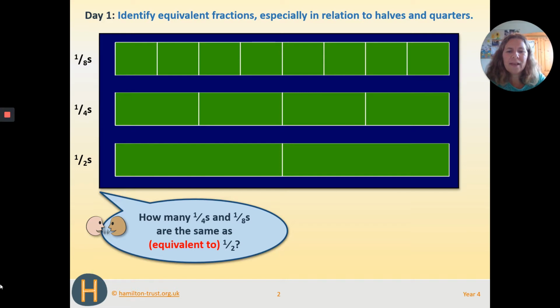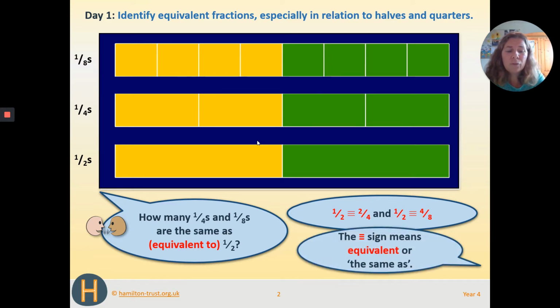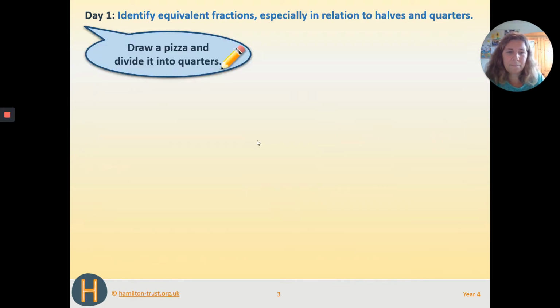How many quarters and eighths are the same as or equivalent to 1/2? You can see 1/2 has been marked here, and if you go up, you've got 2 quarters and 4 eighths. Did you get that right? 1/2 is equivalent to 2 quarters and 1/2 is equivalent to 4 eighths. Can you see the little sign? It's not an equal sign, it's 3 lines. Those 3 red lines sign means equivalent or the same as.